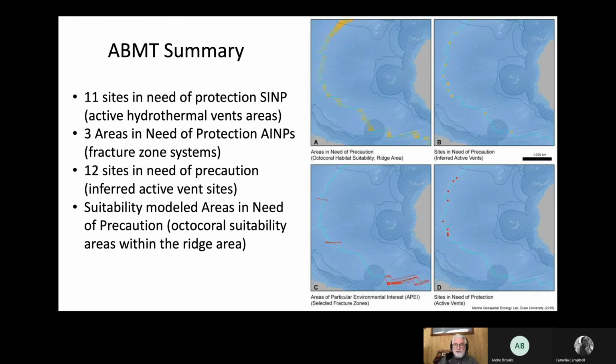So in summary, the outcome of the area-based management tool exercise in EVERA identified 11 sites in need of protection, 3 areas in need of protection, 12 sites in need of precaution, and also a suitability model of areas in need of precaution for cold water octocoral suitability. So those were the 4 different primary area-based management tool outcomes from the EVERA workshop.